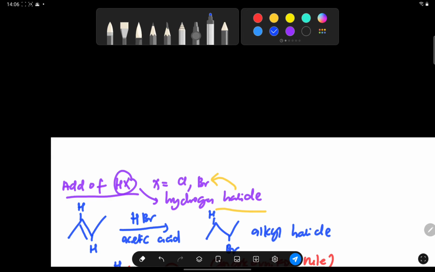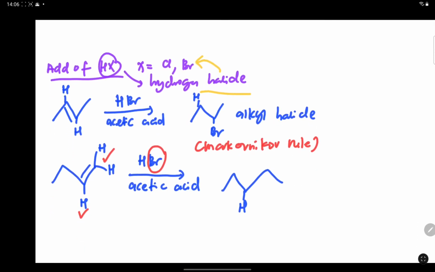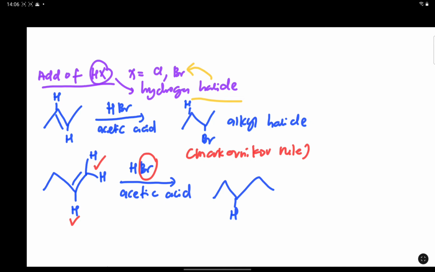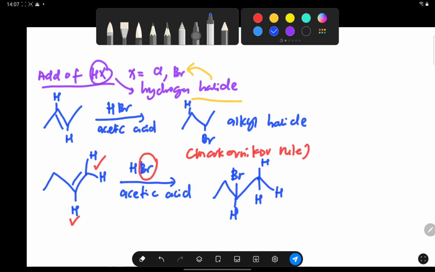you will add hydrogen here, and at the same time you add bromine here, because this carbon contains less hydrogen. So bromine and hydrogen.